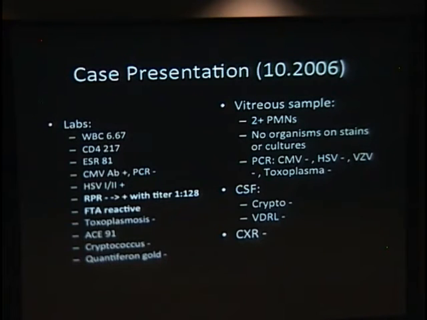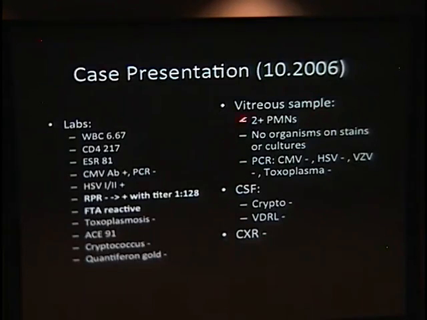And then we did a lab workup. His CD4 count was 217. The biggest thing is that he had an RPR and an FTA that were both positive. His toxo was negative. In HIV patients, they can definitely have more than one thing going on, so sometimes you have to treat multiple infections. But in this case, it looks like syphilis was the main diagnosis here.